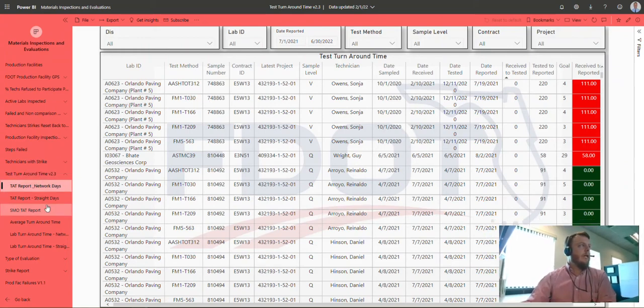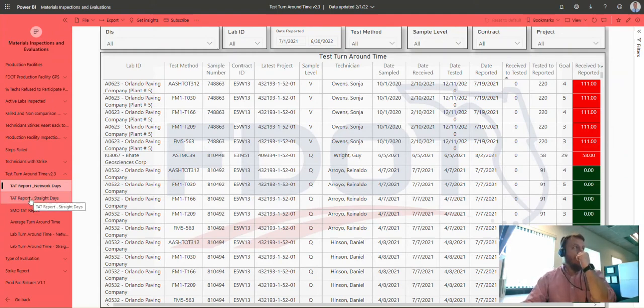So again, here on the left, you'll see within this report, there are a number of tabs that exist to look at different things. So this report gives you two options. You can look at network days. That's going to exclude weekends and holidays. And then straight days includes those values.